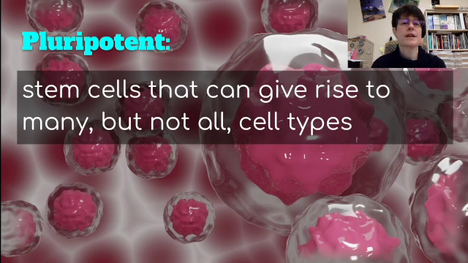After the zygote develops and the embryo moves further along, the stem cells become pluripotent. This means that stem cells can give rise to many, but not all cell types. So it has become slightly differentiated, but it's still a stem cell.